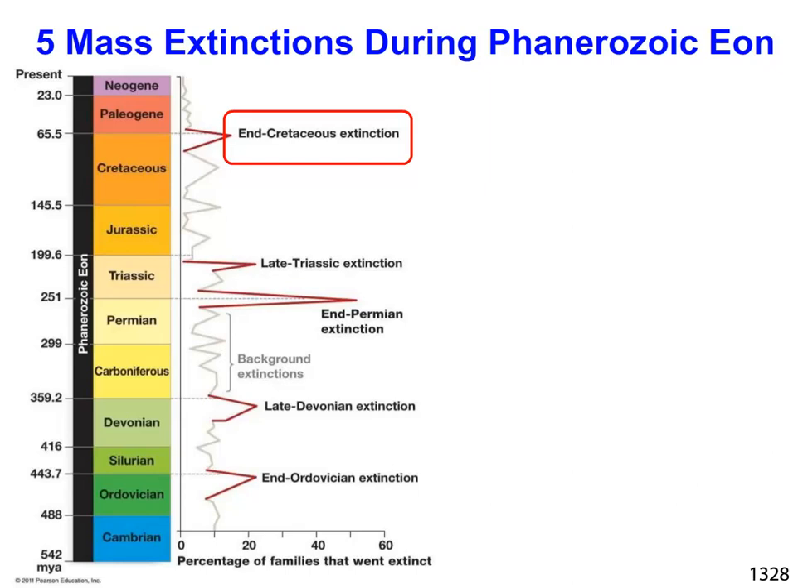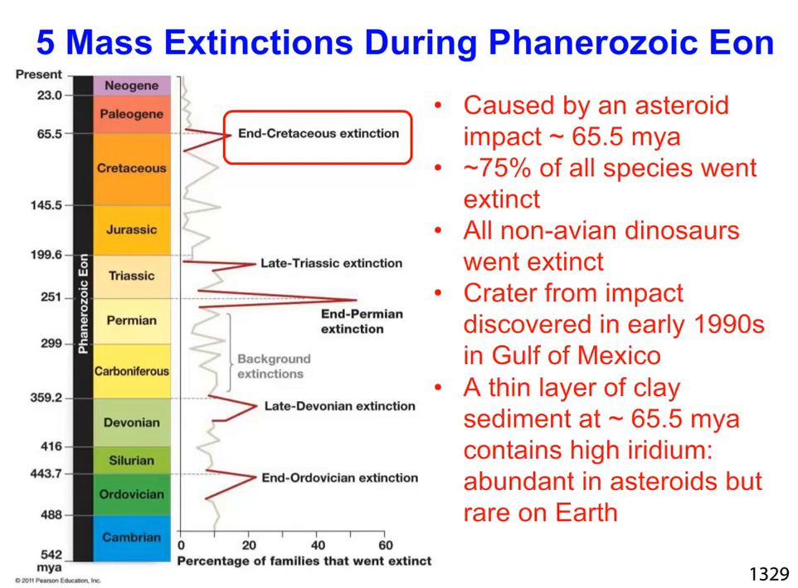Perhaps one of the most famous mass extinction events was at the end of the Cretaceous. This is also known as the KT extinction event. This is the one that would wipe out the dinosaurs as well as many other critters during this time period. Now, this is most likely, at least according to the research, caused by an asteroid impact about 65.5 million years ago. 75% of all species went extinct, and all non-avian dinosaurs would go extinct.